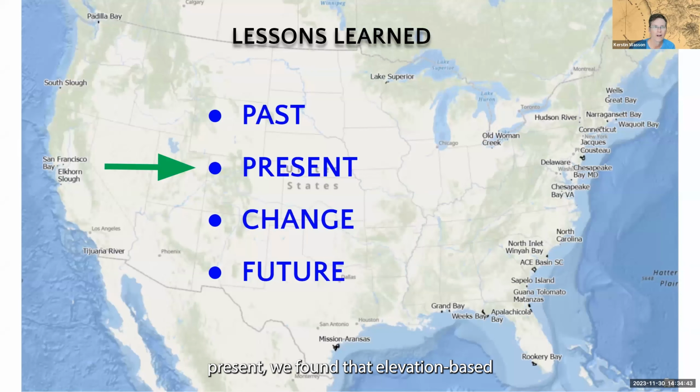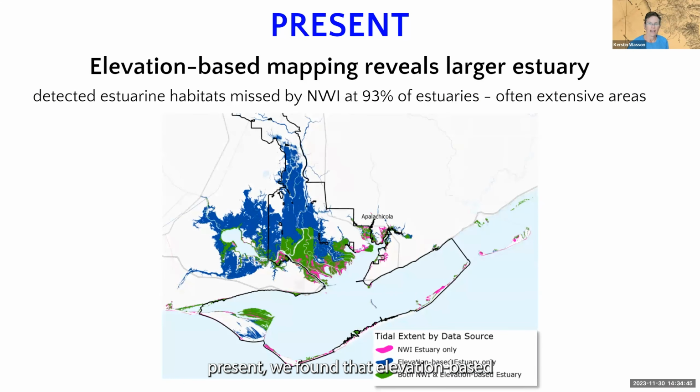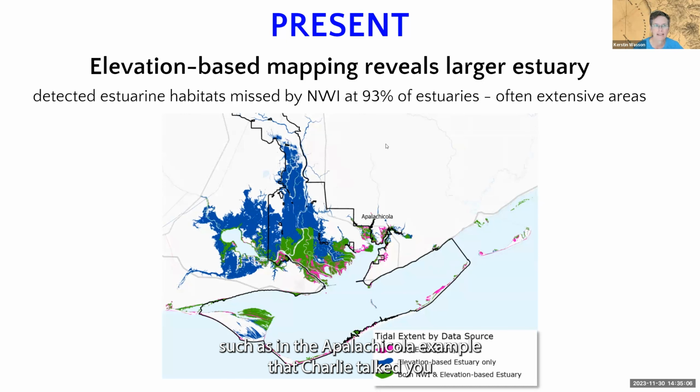Turning to the present, we found that elevation-based mapping reveals a larger estuary than NWI does. At almost all the tidal estuaries, we found that estuarine habitat was missed by NWI, and in many cases, these were really extensive areas, such as in the Apalachicola example that Charlie talked you through.